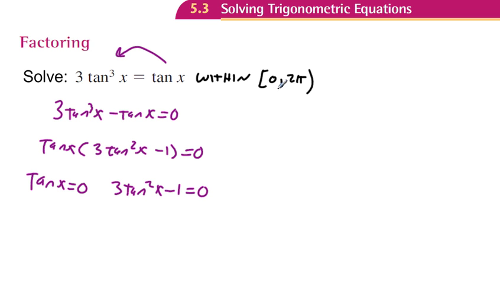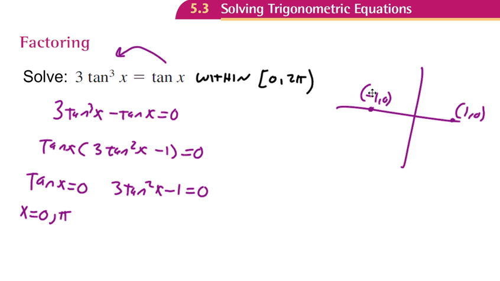So we're finding all the x values that are within 0 to 2 pi. Well, there are 2 places on the unit circle where when you do y over x you get 0, and that's when x is 0 and where x is pi. If I'm at 1, 0, y divided by x is 0, and if we're right here at negative 1, 0, y divided by x is 0. So that's why one of them is 0 and one of them is pi.